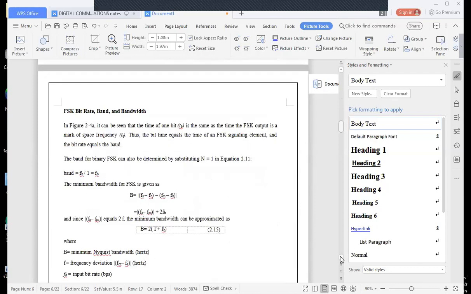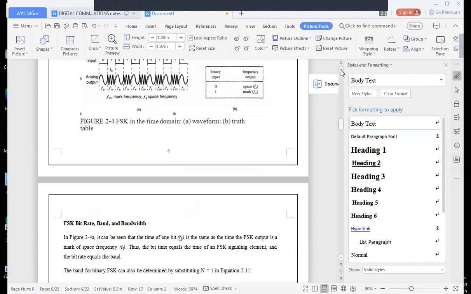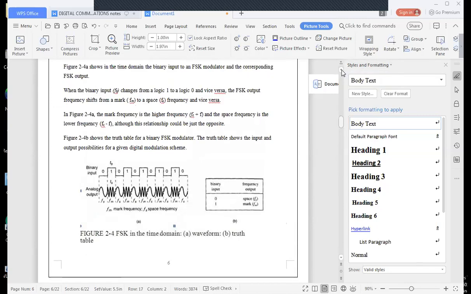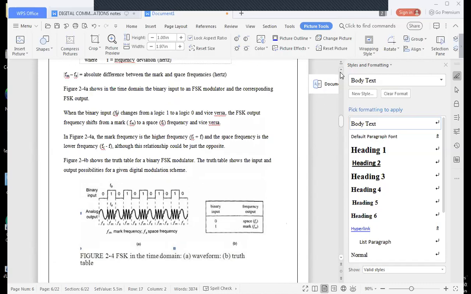Now I'm going to the FSK. FSK means the frequency shift keying. Here 1 stands for high frequency, 0 stands for low frequency. Here the data is transmitted in terms of frequency. 1 stands for high frequency, 0 for the low frequency. 1 is called the mark and 0 is called the space. This is the main funda of FSK.